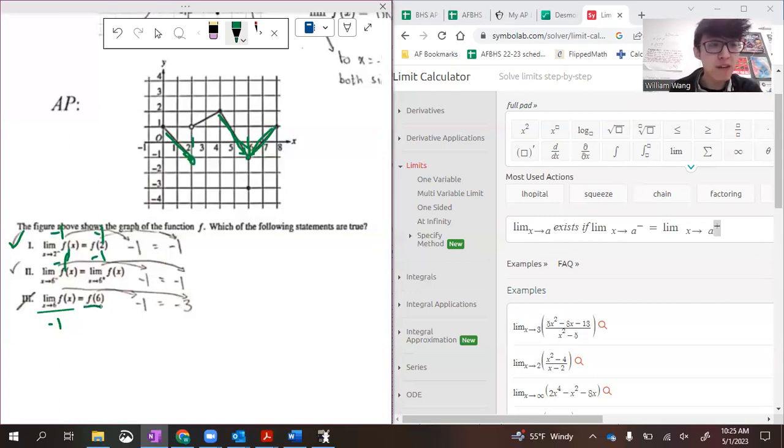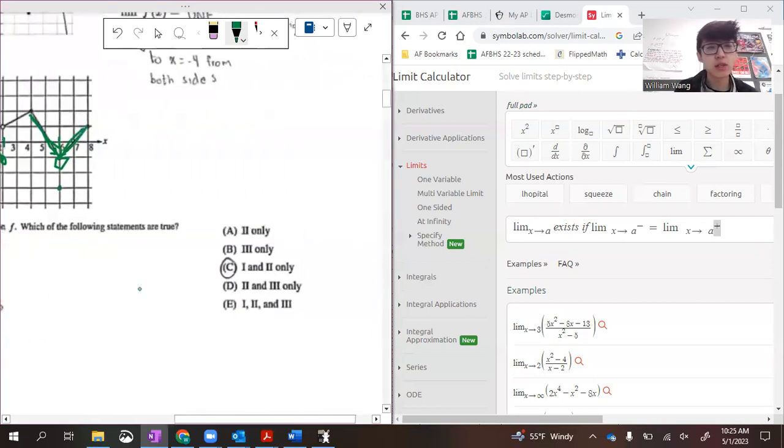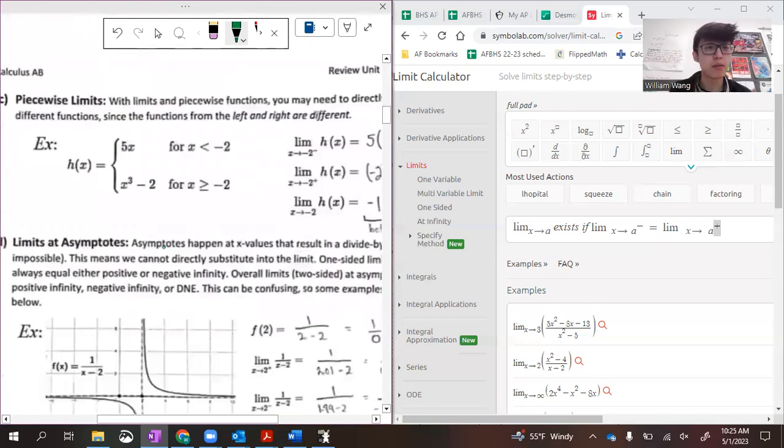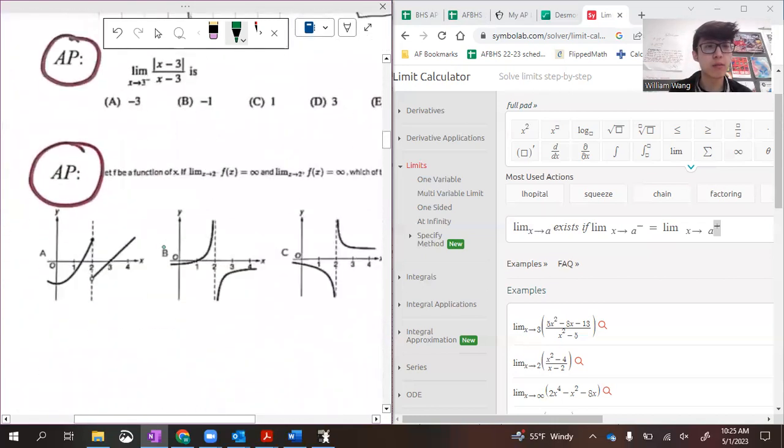Okay, how about this right side? Is the limit equal to f of 6? Well, I'm going to jump straight to 6, and you'll see this is actually an empty circle right there. My actual value here is down here at this filled in circle. The exact value is -3. So is -1 equal to -3? Obviously not. So 1 and 2 are correct, but 3 is not true. So my answer choice is going to be C, 1 and 2. All right, hopefully that makes sense. Let's jump to the next AP problem.